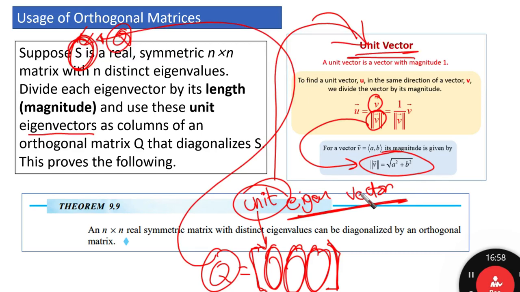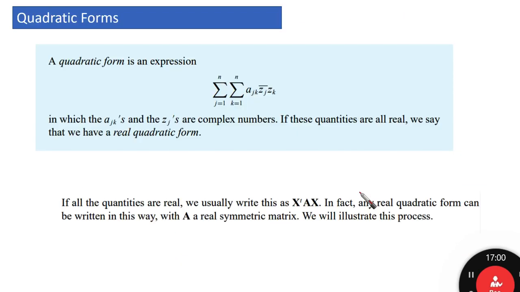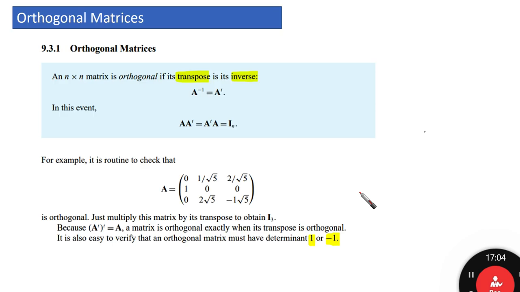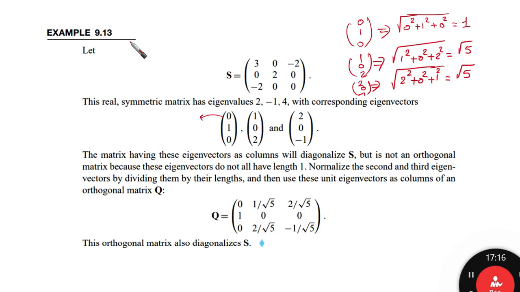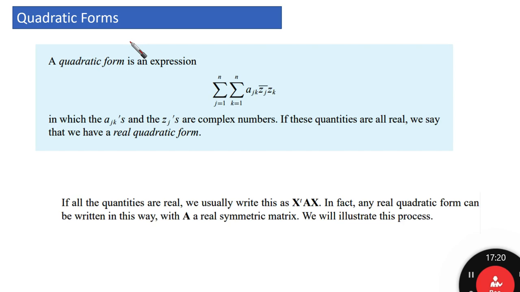Okay, so I hope that we have now understood the meaning of the orthogonal matrix. This is the end of this video, and I'm going to explain another special type of matrices in the next video, which is the quadratic form.